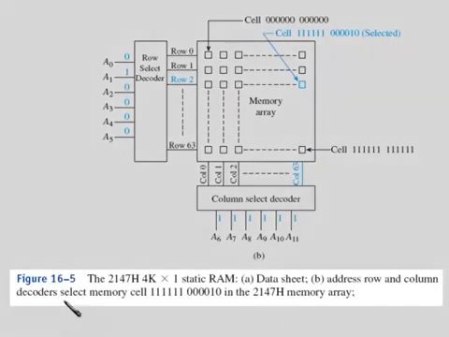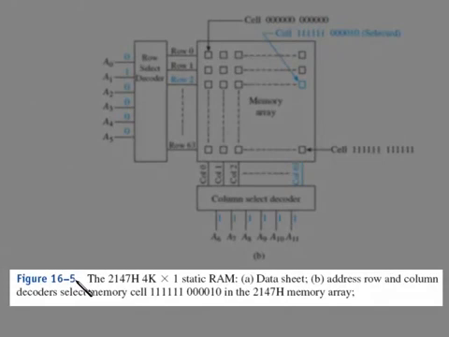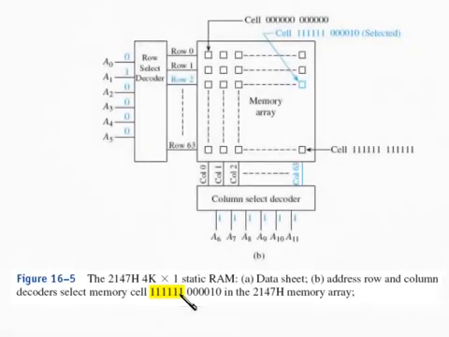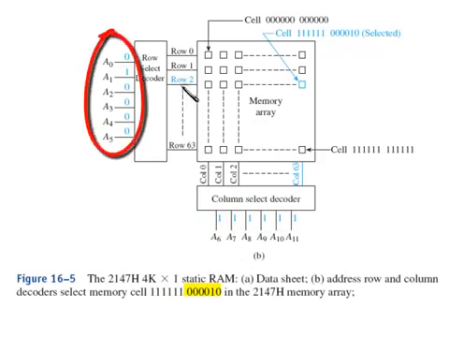Now in figure 16.5, I give you a lot more detail on selecting the row and column. This is a 2147 4K by 1 static RAM, and we're looking at the address row and column decoders to select memory cell 111111. So the high order bits are all ones. We're going to place those on A6 through A11. And then the low order 000010, we're putting those on the low order address lines. Now this number right here decodes into the number 2, which is going to select row number 2.